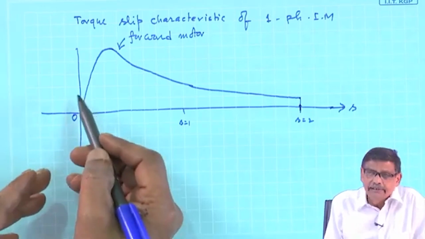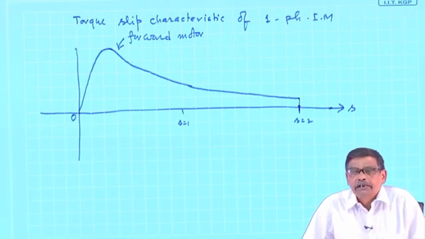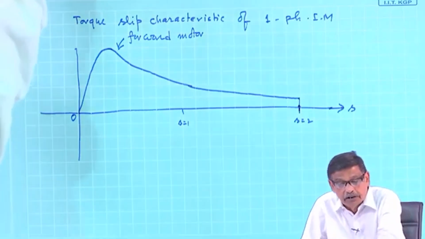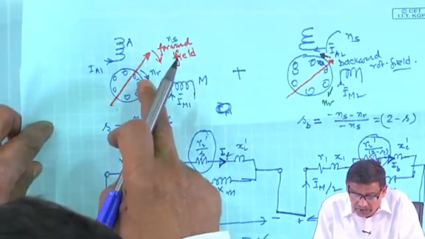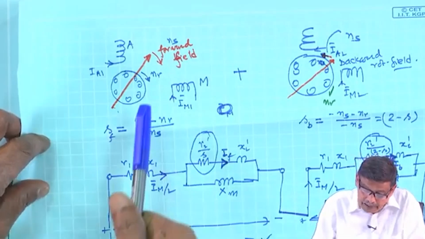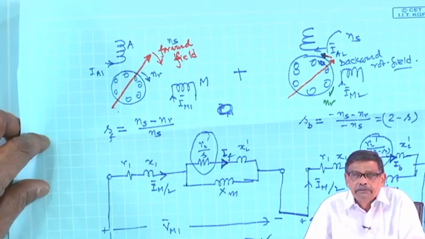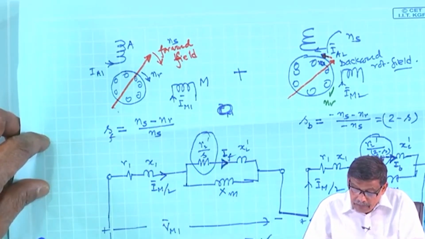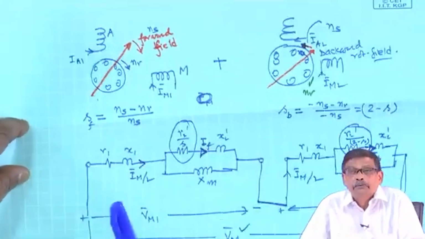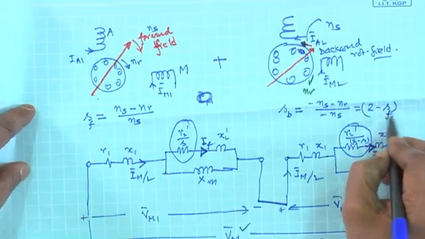Suppose machine is running at some slip S. Forward motor is running at a slip S. What is a forward field? Forward field is the one which moves along the direction of the rotation. I define that way the forward field. And its slip value is Ns minus Nr by Ns. So, some number you get, say 0.05. Then what will be the slip of the backward motor? Backward motor slip is 2 minus S. If it is SF, this is 2 minus SF.